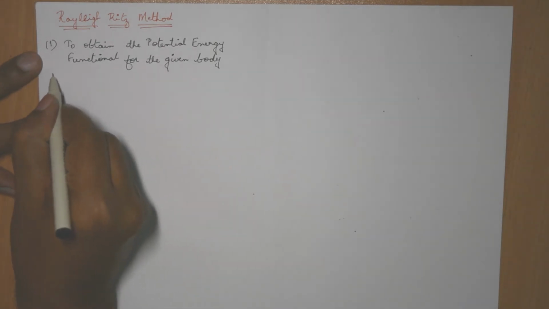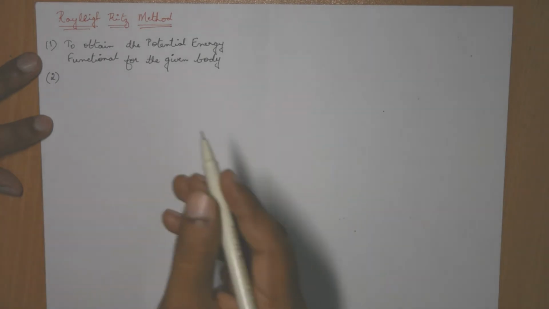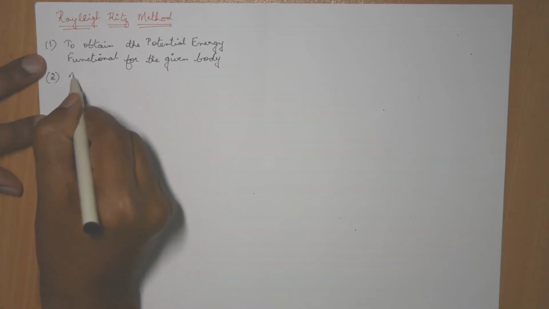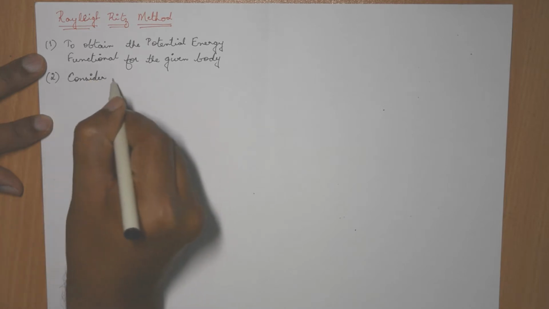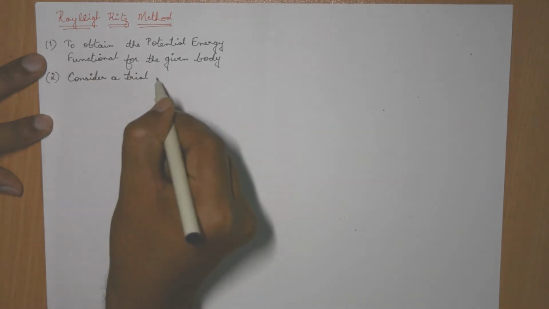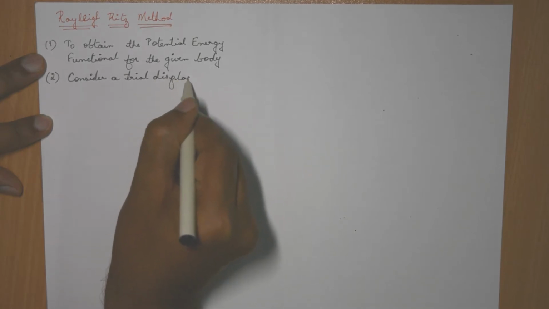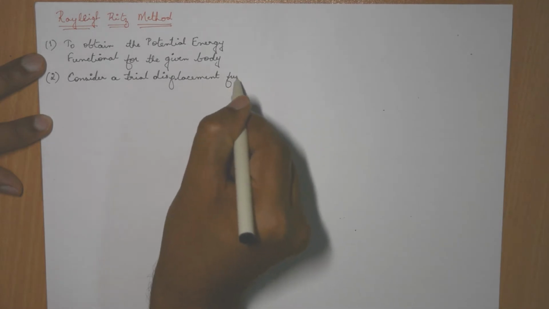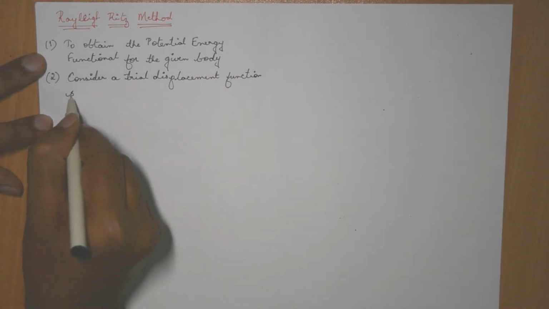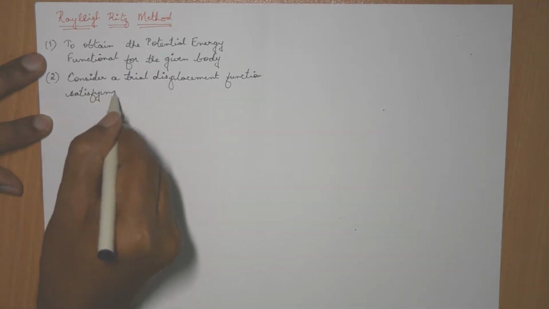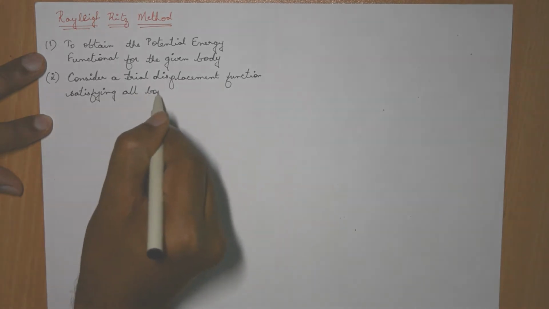The second step, once we have formulated the potential energy functional, is we need to assume a trial displacement function that satisfies all the boundary conditions.